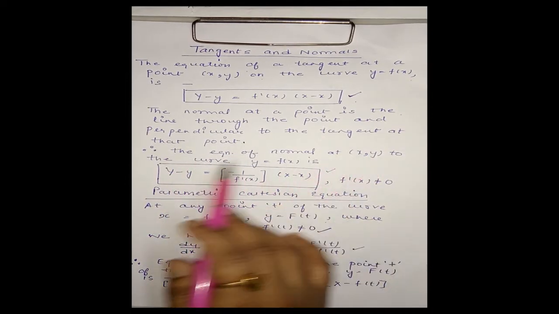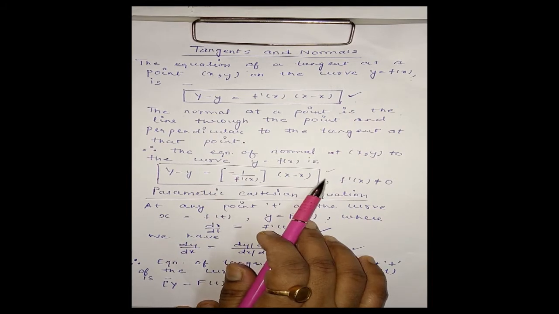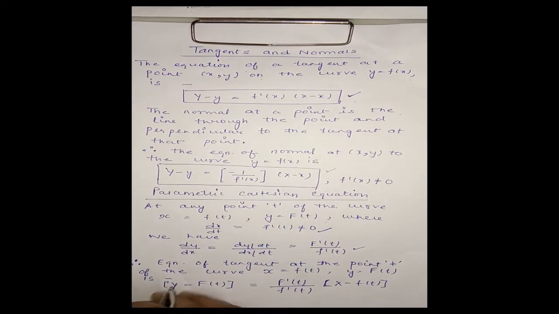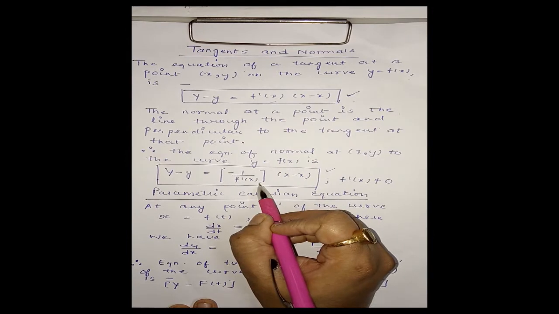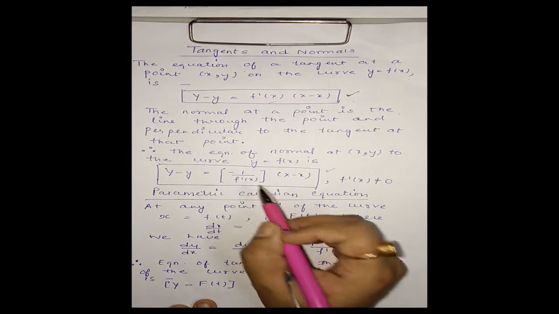Therefore, equation of normal is given by this. We know two lines are perpendicular if the product of their slopes is equal to -1. Therefore, here it is f dash x and here it is -1 upon f dash x.